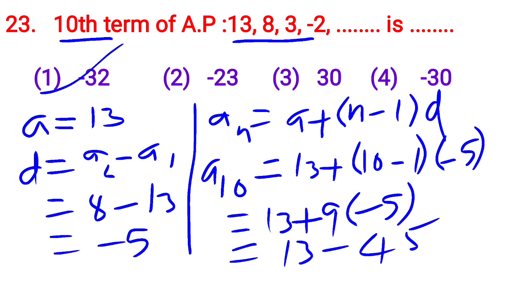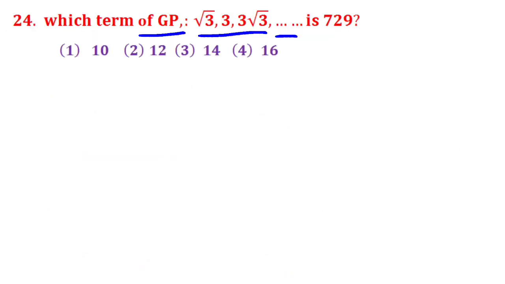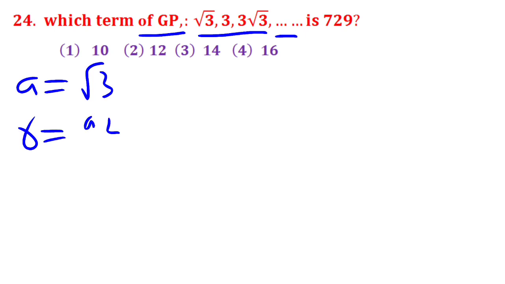Which term of the GP root 3, 3, 3 root 3 is 729? So he gave a total of 3 terms. If you continue this GP, somewhere you will get 729. So at which place will the 729 appear? That is the answer we want to find. To find it, let's write the two values. One is A, the first term. Next, the common ratio R, A2 divided by A1. So A2 is the second term 3, divided by A1, the first term, root 3.